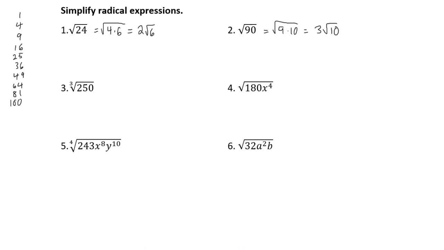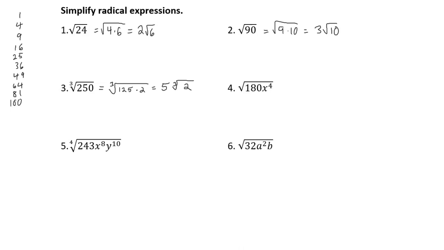Okay, let's look at 250, but 250 requires a triple because it's a cube. So we need to find the perfect cube. That's 125 times 2. Cube root of 125 is 5. So this becomes 5 cube root 2.